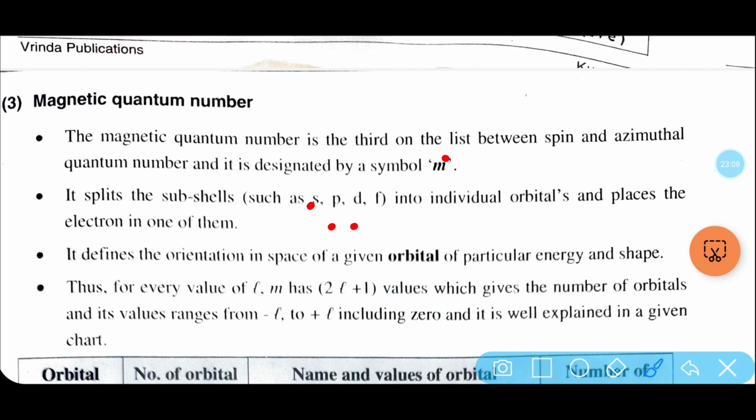It defines the orientation in space of a given orbital of particular energy and shape. That means the magnetic quantum number gives us a particular energy and a shape. Thus, the value of m has 2l plus 1 values, which gives us the number of orbitals, and its values range from minus l to plus l. So depending upon the value of the azimuthal quantum number, we have the values of the magnetic quantum number, including 0, and it is well explained.